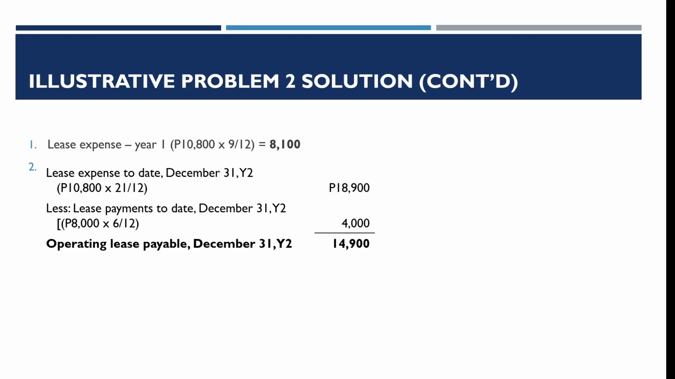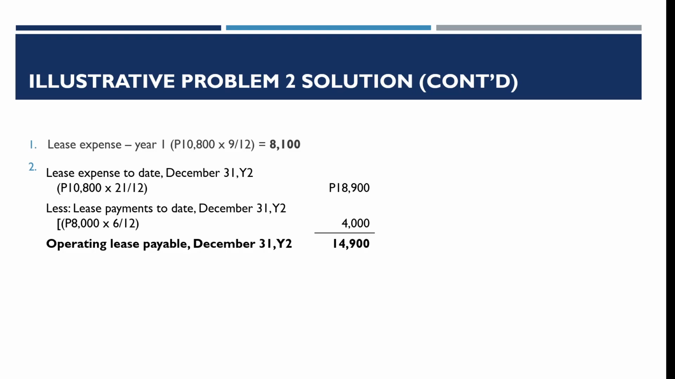Number 1, how much is the lease expense year 1 or year 2018? That is 10,800 times 9 over 12. Saan natin nakuha yung 9 over 12? Since April 1 tayo pumasok sa lease contract, April until December. That's your 9 months. So you have 8,100 lease expense.